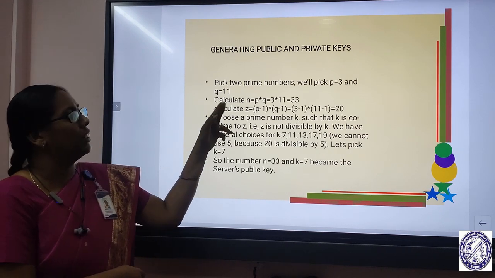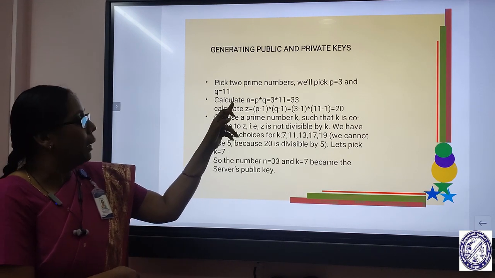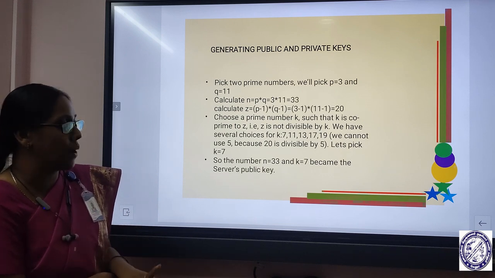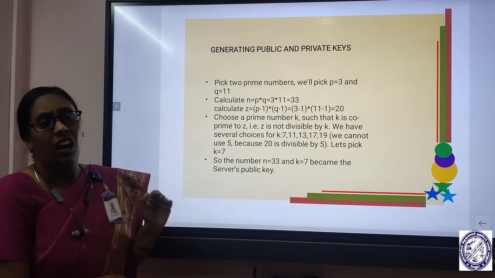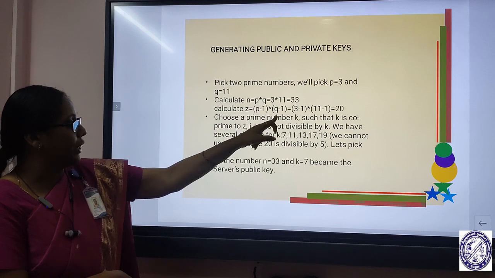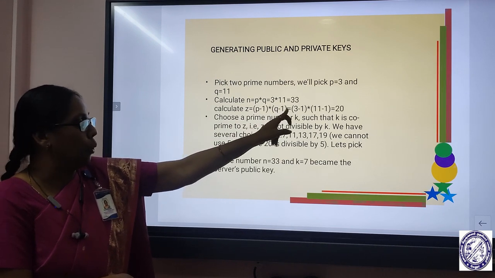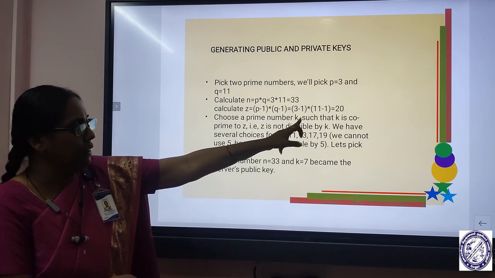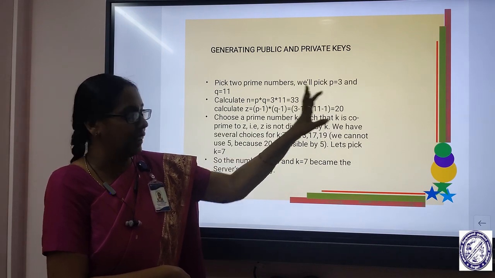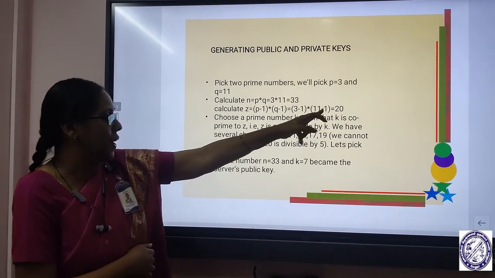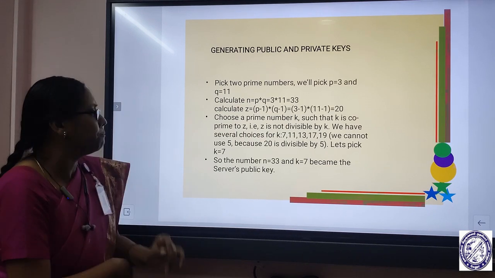And then we calculate the z value with the formula (p minus 1) into (q minus 1). P is 3 and q is 11. So (3 minus 1) multiplied by (11 minus 1) equal to 20. We get the result as 20, z equal to 20.